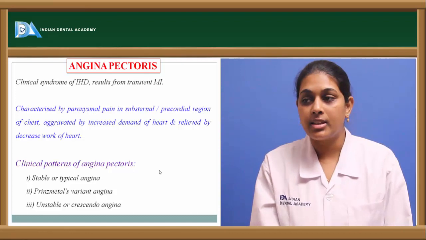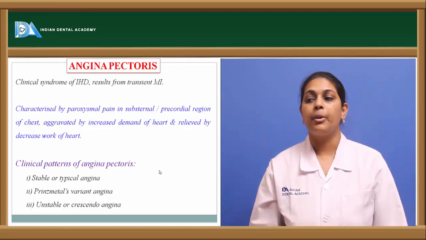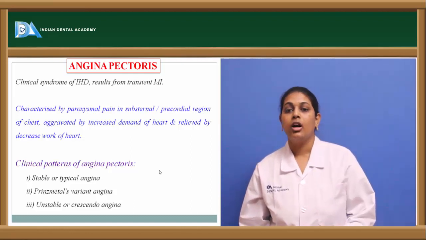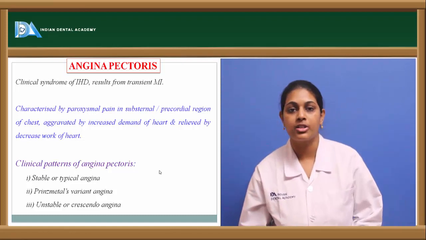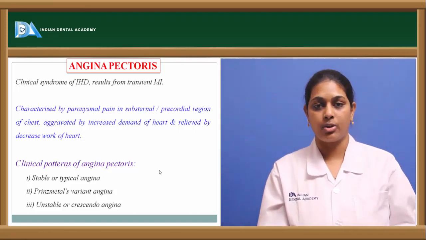Other than that, there are certain clinical patterns of angina pectoris. They have been classified into stable, otherwise known as typical angina, or Prinzmetal's angina, or otherwise known as unstable or crescendo angina. So these are certain clinical patterns of angina pectoris.